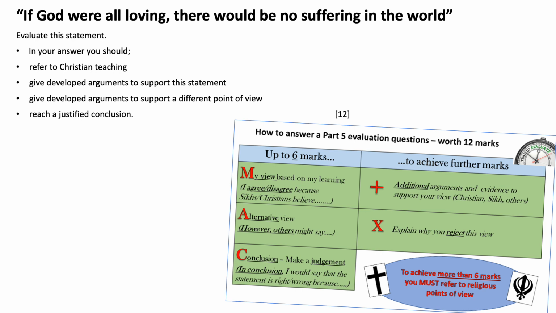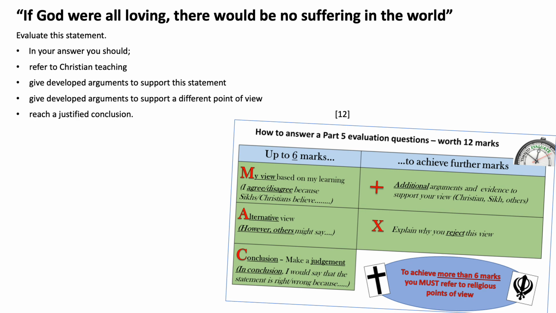So religious teaching could be something that's written in the Bible, or it could be something in the Apostles' Creed. For example, it says, give developed arguments to support this statement, and give developed arguments to support a different point of view. So you can see how our structure here enables you to do that. When it's talking about a developed argument, it's asking you to give reasons for your point of view, to give additional arguments to really back up what you're saying, but also a developed argument is giving an alternative view and then rejecting it. So can you explain why some arguments are stronger, some arguments are weaker, some reasons are valid, some aren't as valid?